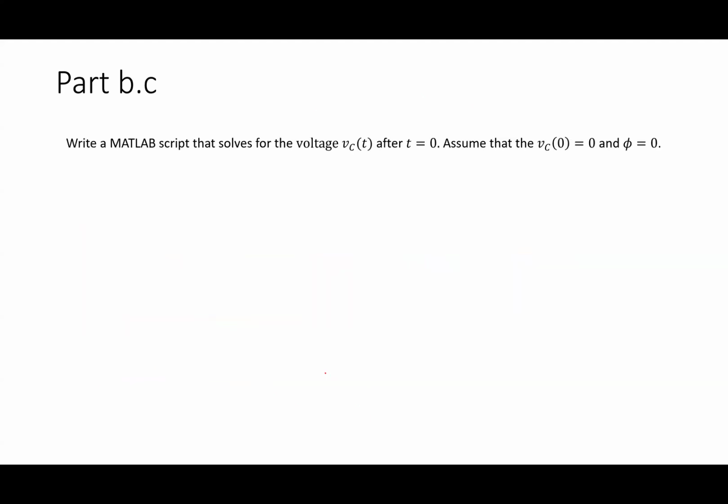All right, part C, write a MATLAB script that solves for the voltage after t equals 0. Assume that the initial condition is 0 and that phi equals 0. All right. So we wrote the differential equation. We had 4 cosine 2π10t equals τ dvc/dt plus vc.